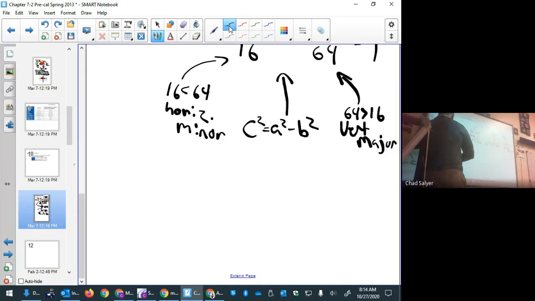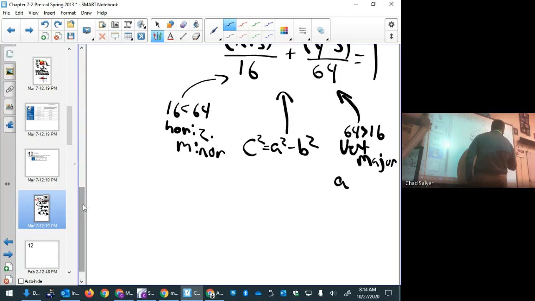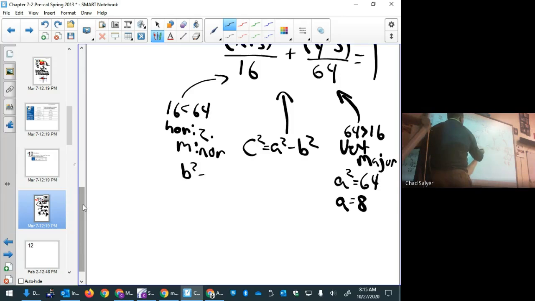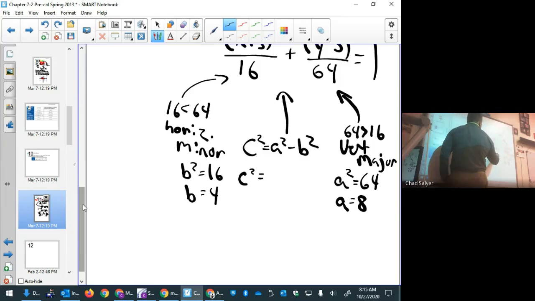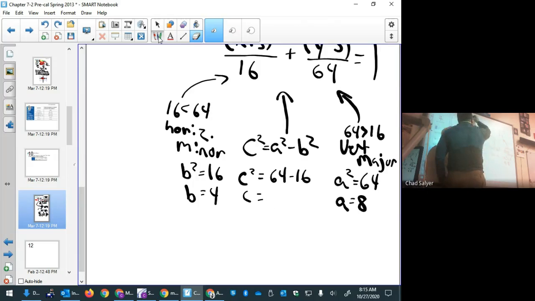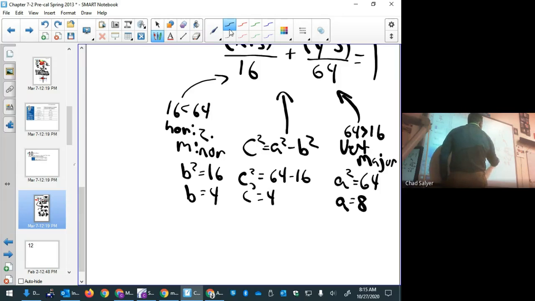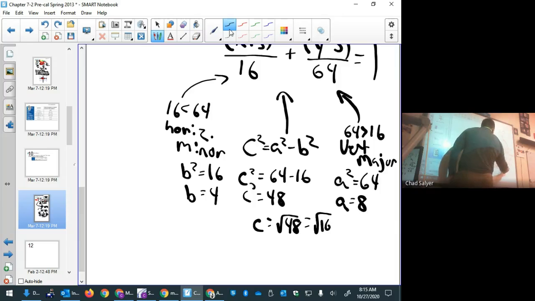Okay, so a squared is 64 and a is 8. So b squared is 16 and b is 4. C squared equals 64 minus 16. And so C, I want to skip a step. C squared equals 48. So C is radical 48, which is radical 16 times radical 3, or 4 on the square root of 3.